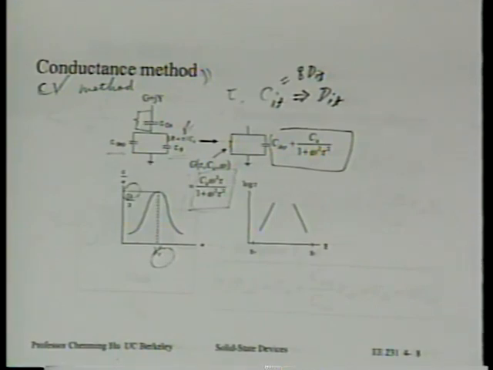Because if you depend on manipulating the detail of the CV measurement, of course, you better have a very accurate CV measure to begin with. And when you have a leaky dielectric, it's very difficult just to make CV measurements. All right. So I'll give you an example.